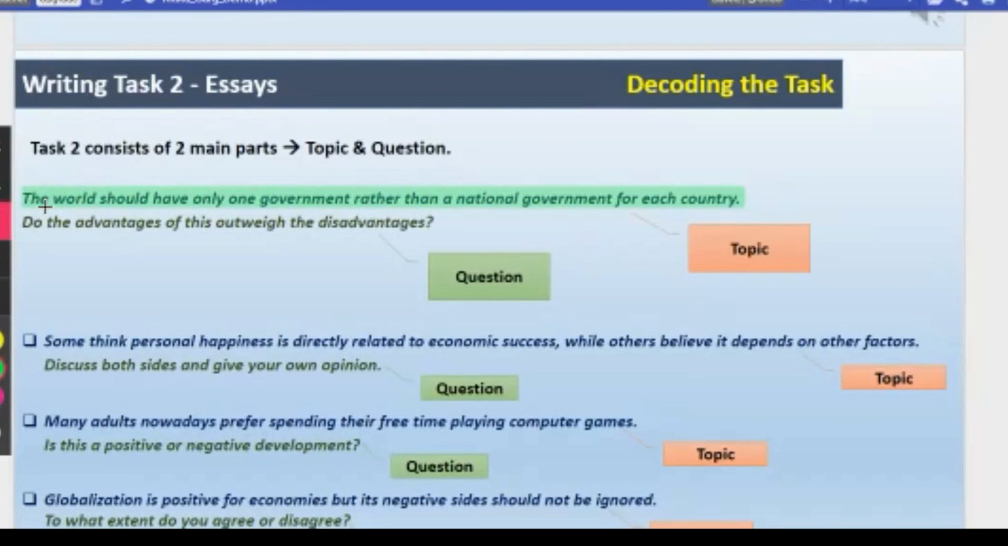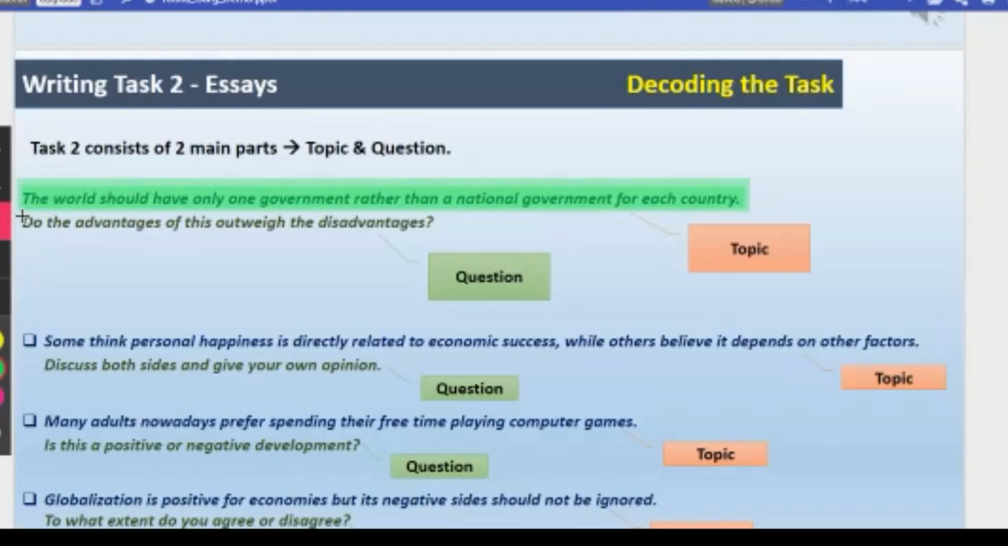For example, in this task you will read, the world should have only one government rather than a national government for each country. So this is again some kind of suggestion or some kind of opinion shared by some intellectuals or people who are suggesting that we should abolish the concept of individual governments, and we should come up with a centralized governing body such as the United Nations or something that will govern the whole world. Now this is a social statement given to you where some people have given their opinion. This is your topic which you are supposed to discuss in your IELTS exam.